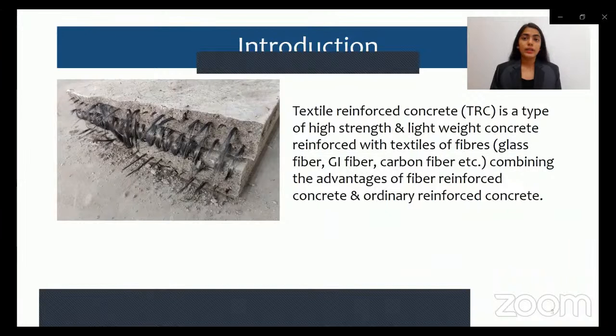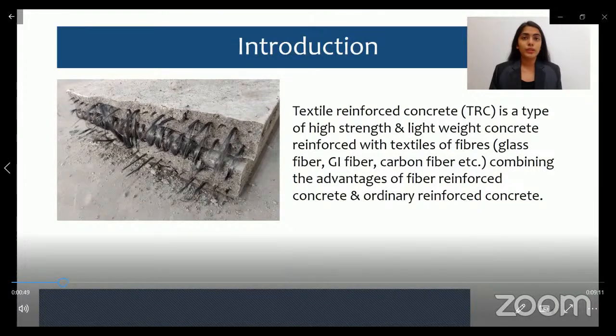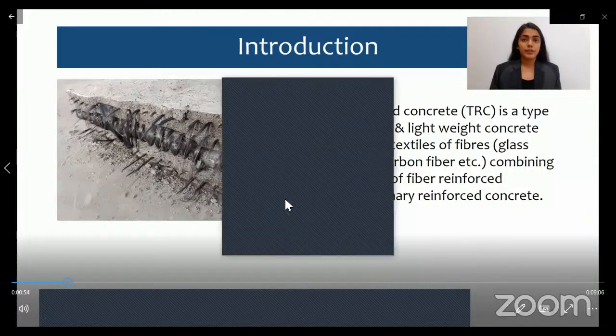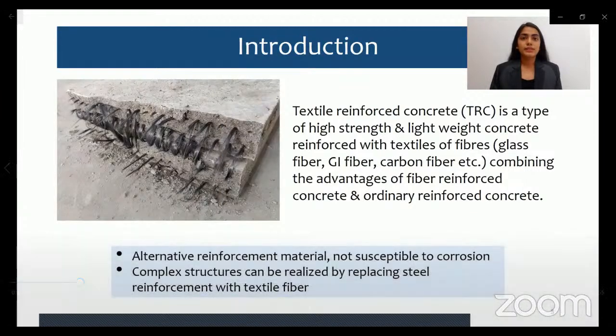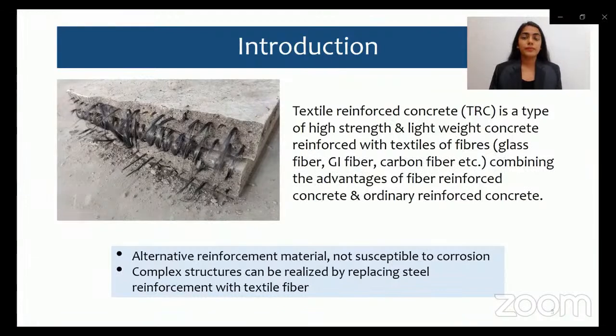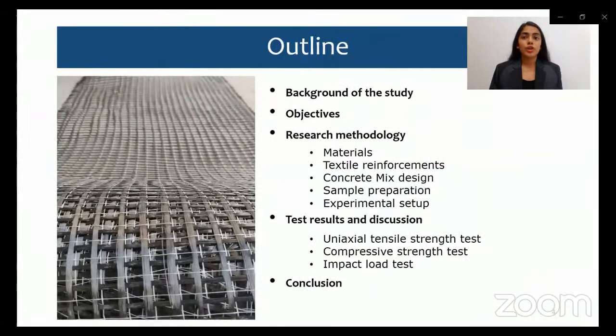Textile Reinforced Concrete, or TRC, is a type of high-strength concrete reinforced with textiles of fibers such as glass fiber, GI fiber, carbon fiber, etc., combining the advantages of fiber-reinforced concrete and ordinary reinforced concrete. Alternative reinforcement materials have been searched since steel is susceptible to corrosion. TRC could be a better solution in replacing conventional reinforced concrete systems in various fields. In this presentation, I'm going to cover background of the study, objectives, research methodology, test results and discussion, and conclusion.